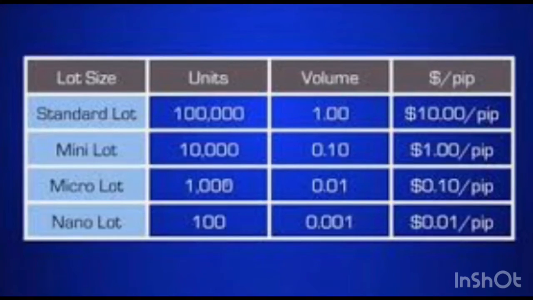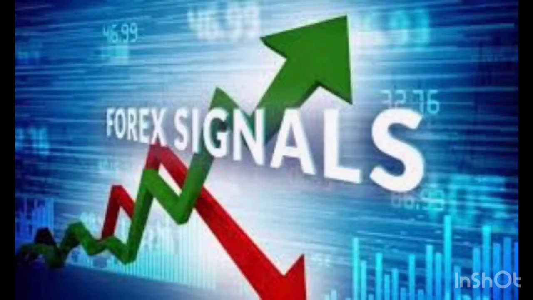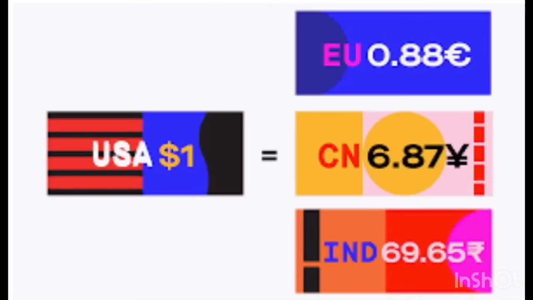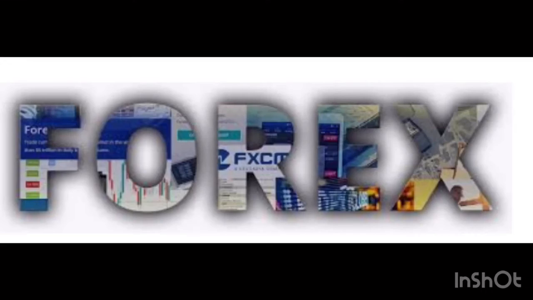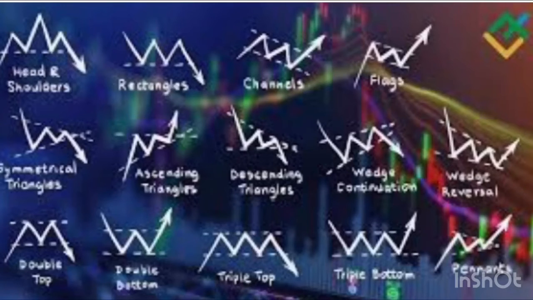So what is a pip? We know that a pip is the smallest number that moves in a currency pair, but how do we identify a pip? Well, look at the euro dollar right now. You can see that the euro dollar last price is 1.0787. So let's write that down. We have the euro dollar at a price of 1.0787.